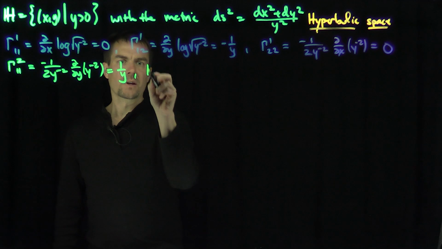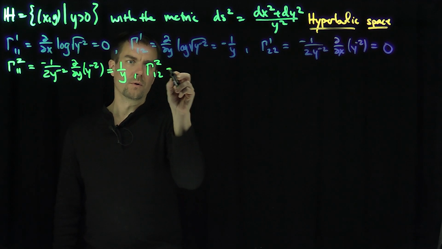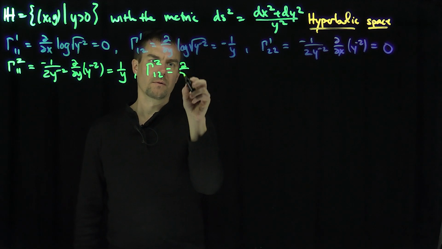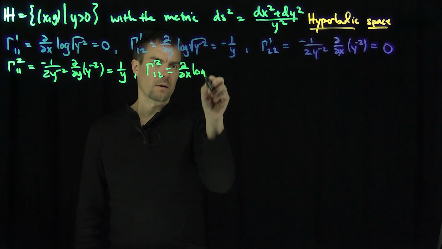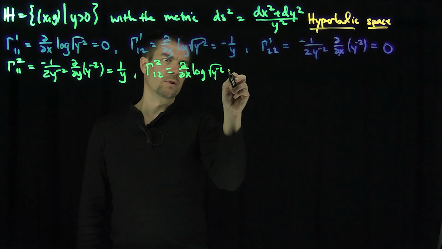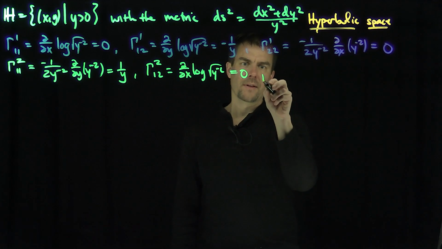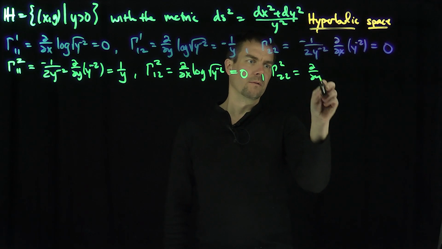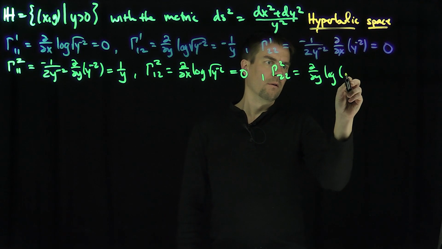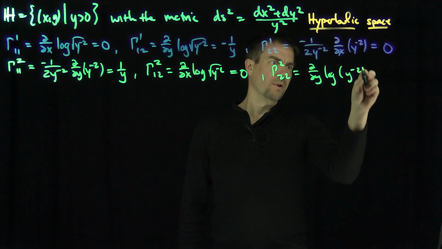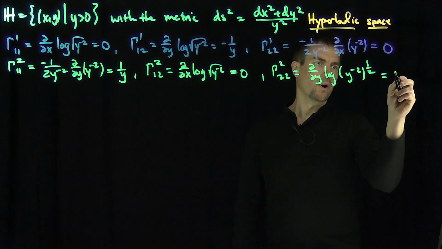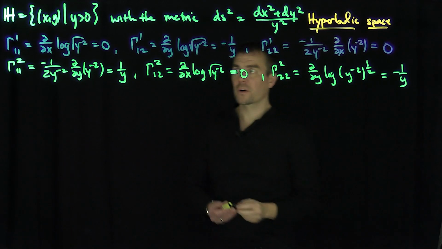Okay. And we look at gamma 2, 1, 2. What are we going to see over there? Well, that's just going to be the x derivative of the log of the square root of y to the negative 2, and that's just 0. And let's finally do gamma of 2, 2, 2. That's the y derivative of the log of the square root of y to the negative 2, to the 1/2 power, right? And of course, that's just going to give me a negative 1 over y. So we have all of our Christoffel symbols.